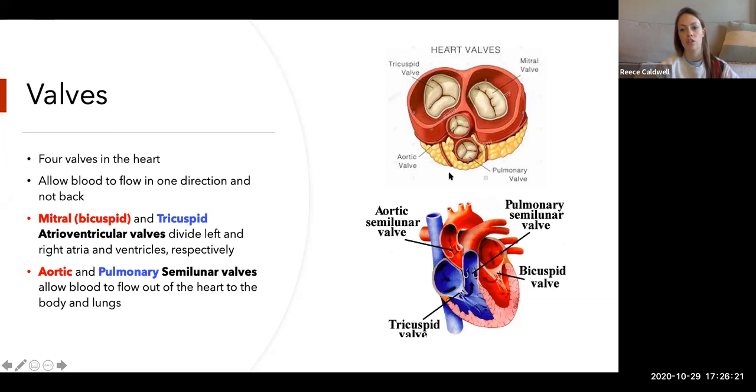And then this one is the aortic semilunar valve because this vessel right here is the aorta, which we'll look at in just a little bit. It's the largest vessel in the body. And yeah, it's in the name, aortic semilunar valve, sends blood to the aorta. So we have those atrioventricular and those semilunar, tricuspid, mitral, aortic, and pulmonary.